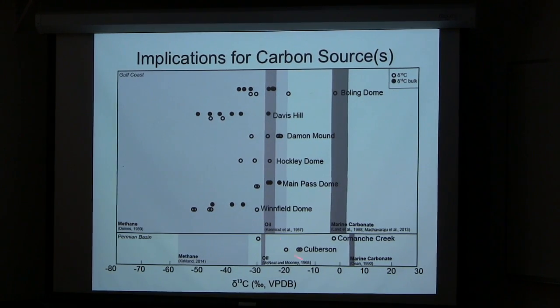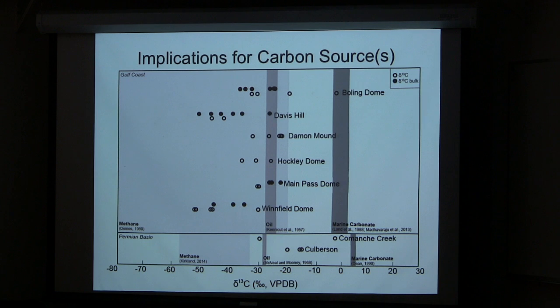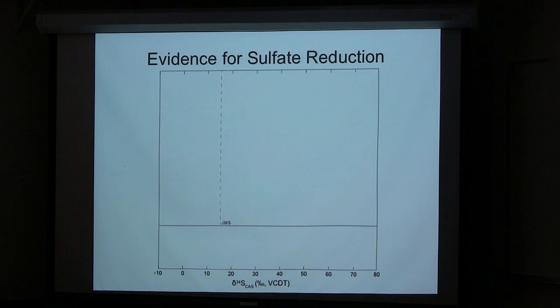This large range of values possibly suggests that these calcites are formed from a mixture of different carbon sources with associated differing carbon isotope values. However, these highly depleted values contained within the Permian Basin still do indicate that methane is also a likely source that's contributing to the formation of this authigenic carbonate.